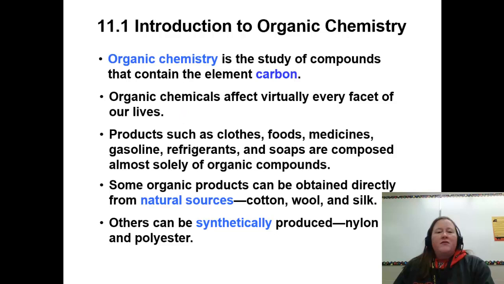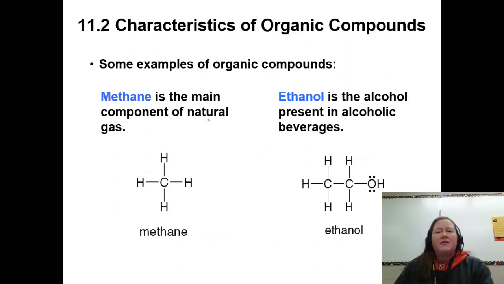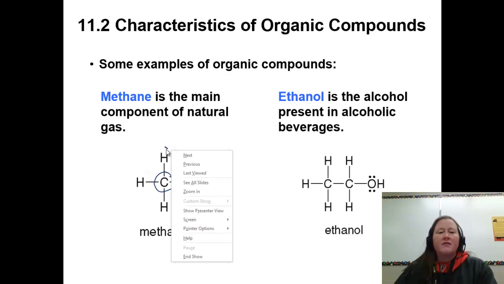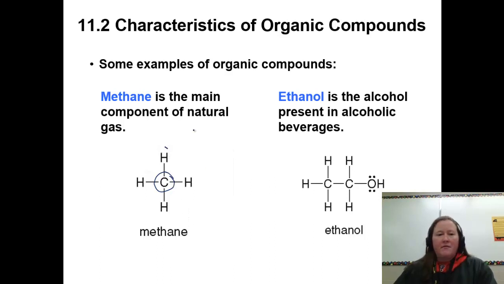Organic compounds and products can be found in nature. They can also be synthetically produced. And here are two examples of organic compounds. Methane is natural gas. Organic compounds typically contain hydrocarbon backbones, and you can see that this structure here contains hydrogen. I just circled carbon. It contains hydrogen and carbon.